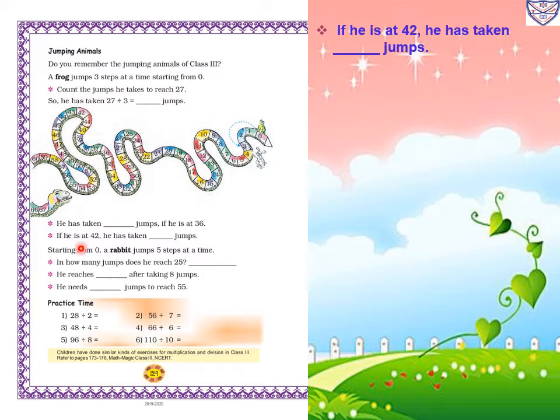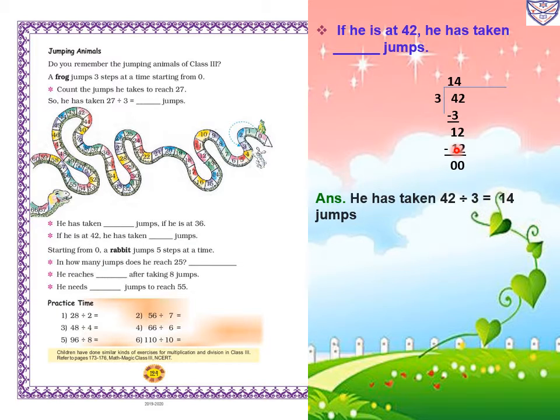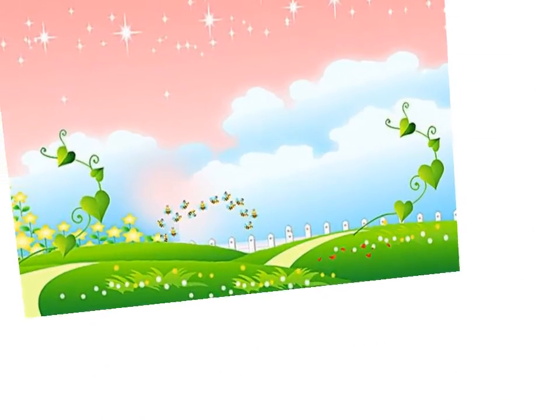Now next question, if the frog is at 42, it has taken dash jumps. If the frog is at 42, how many jumps has the frog done? So again what we will do, we will divide 42 by 3. So in 42 first we will take 4. So in the 3 table 4 will not come. So we will take a smaller number, 3 ones are 3. So 4 minus 3 we will get 1 and 2 will be carried down. So it will become 12. So 3 fours are 12. So how many jumps has the frog done? So she has taken 14 jumps.